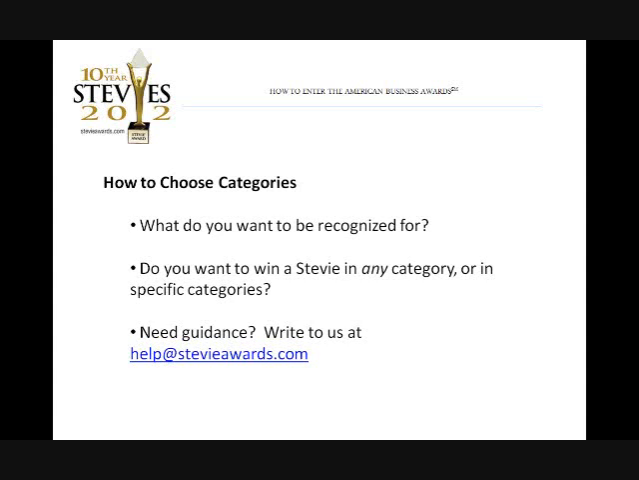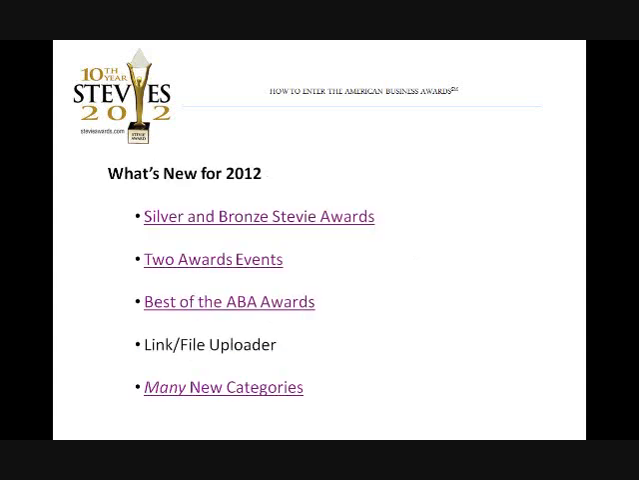One of the most important things you'll do as you go through the entry process is to decide your categories. And as you see, we have a lot of categories to choose from. Very often people call us and ask, what category should we choose? And our question to you would be, what do you want to be recognized for? And do you want to win a Stevie in any category or in specific categories? So those are two questions we suggest you ask yourself and provide answers to, and they'll help you winnow down the number of categories. If you still need help in choosing your categories, by all means email us at help@stevieawards.com. We're here to help you.